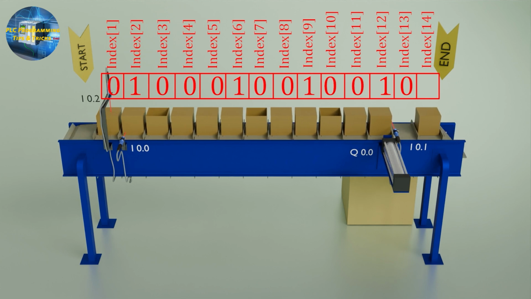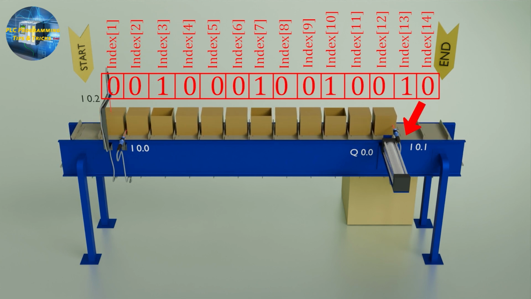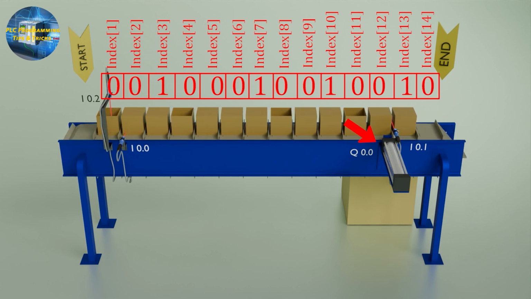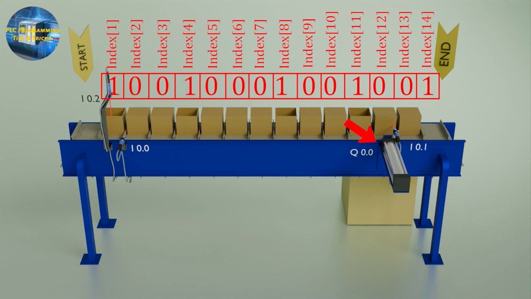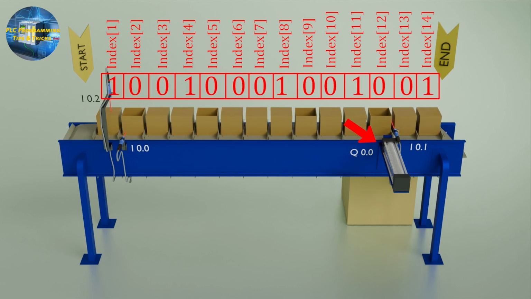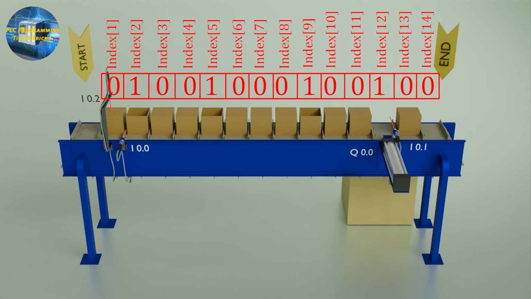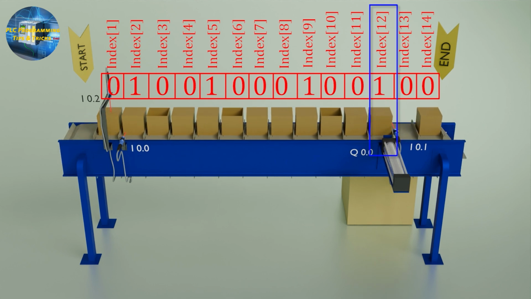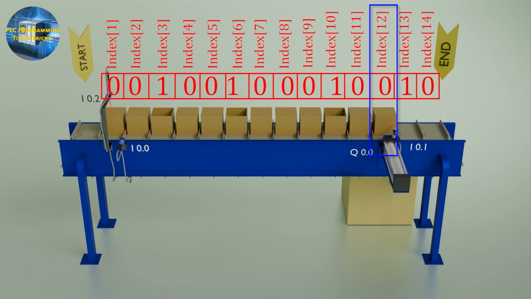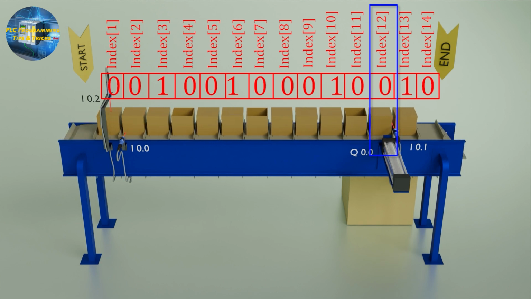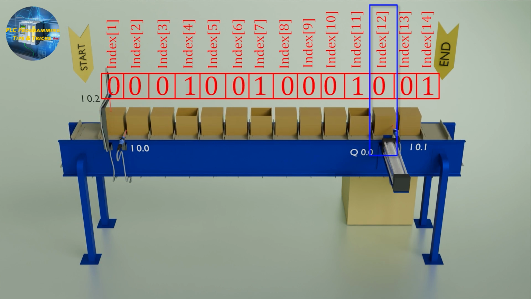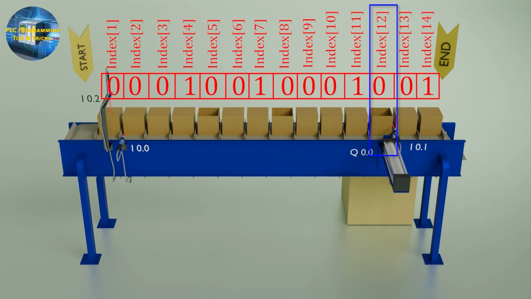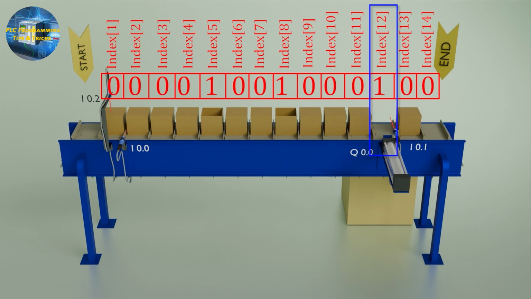As you can see, we have installed a box sensor at I0.1, and a reject cylinder at the Q0.0 output of the PLC. Now at the index 12, if there is a box without the lid, it will be rejected by the cylinder, and boxes with the lid will be allowed to move to the index 13. Now let's do some logic programming to run this setup.